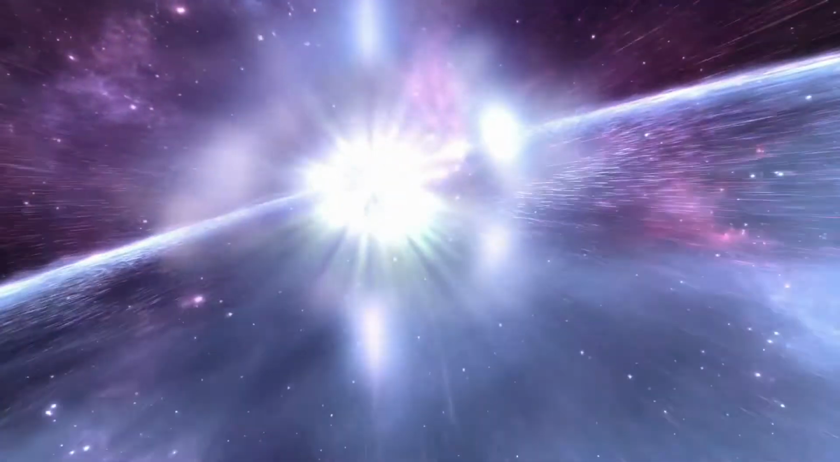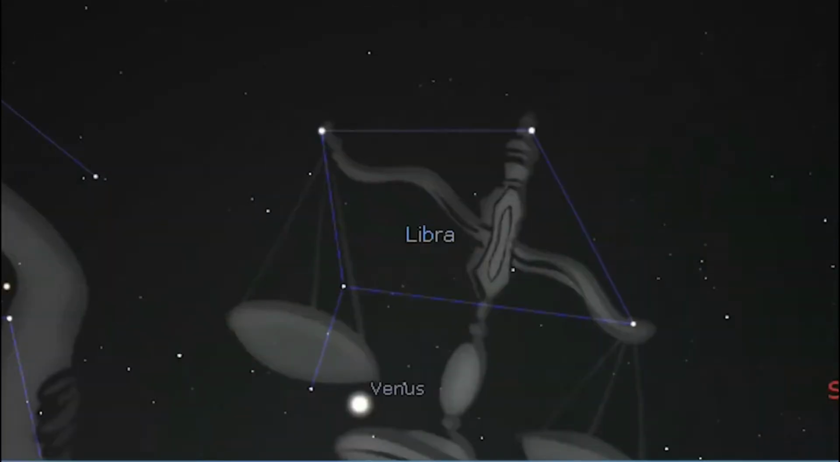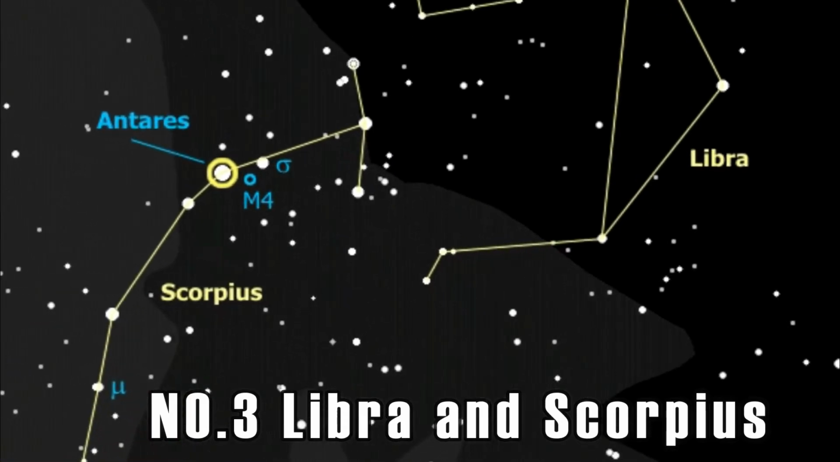The greatest months to observe Cancer, Leo, and Virgo are March through May. Number 3, Libra and Scorpius.